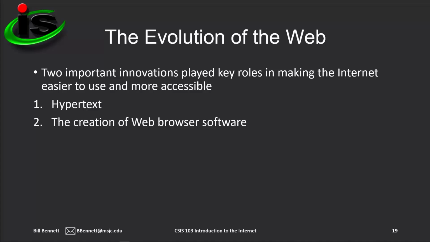web. Two important innovations played key roles in making the Internet easier to use and more accessible to people who were not research scientists. The first innovation, hypertext, connected the content stored on the networks and made the content more accessible. The second innovation was the web browser itself, which provided users with a tool that made it possible to find and access that content.